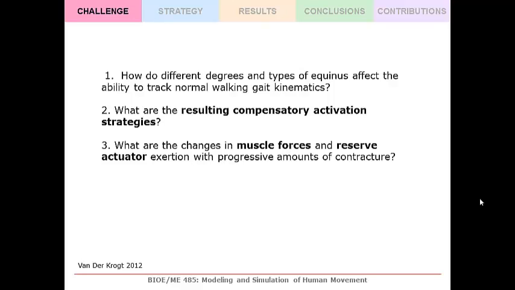I was interested in the following. How do different degrees and types of equinus affect the ability to track normal walking kinematics? What are the resulting activation strategies? And what muscle forces and reserve actuator exertions change with progressive amounts of contracture?